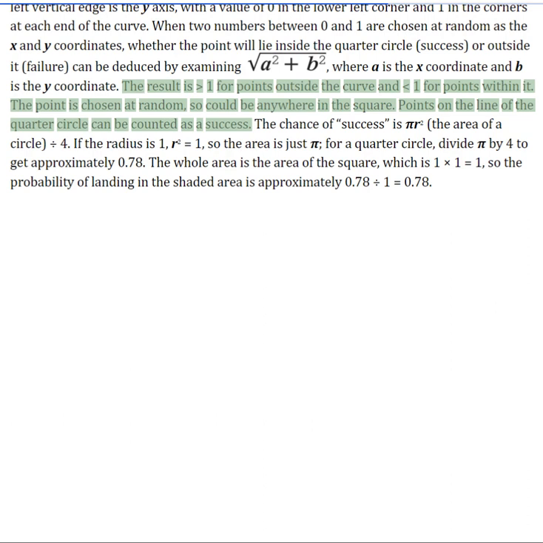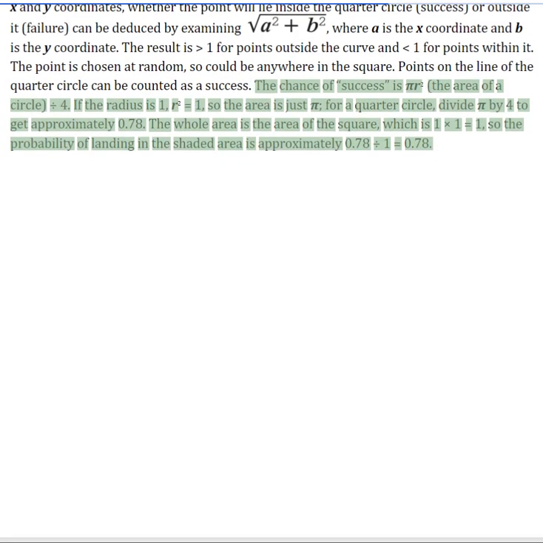The result is greater than 1 for points outside the curve and less than or equal to 1 for points within it. The point is chosen at random, so could be anywhere in the square. Points on the line of the quarter circle can be counted as a success. The chance of success is πr² divided by 4.